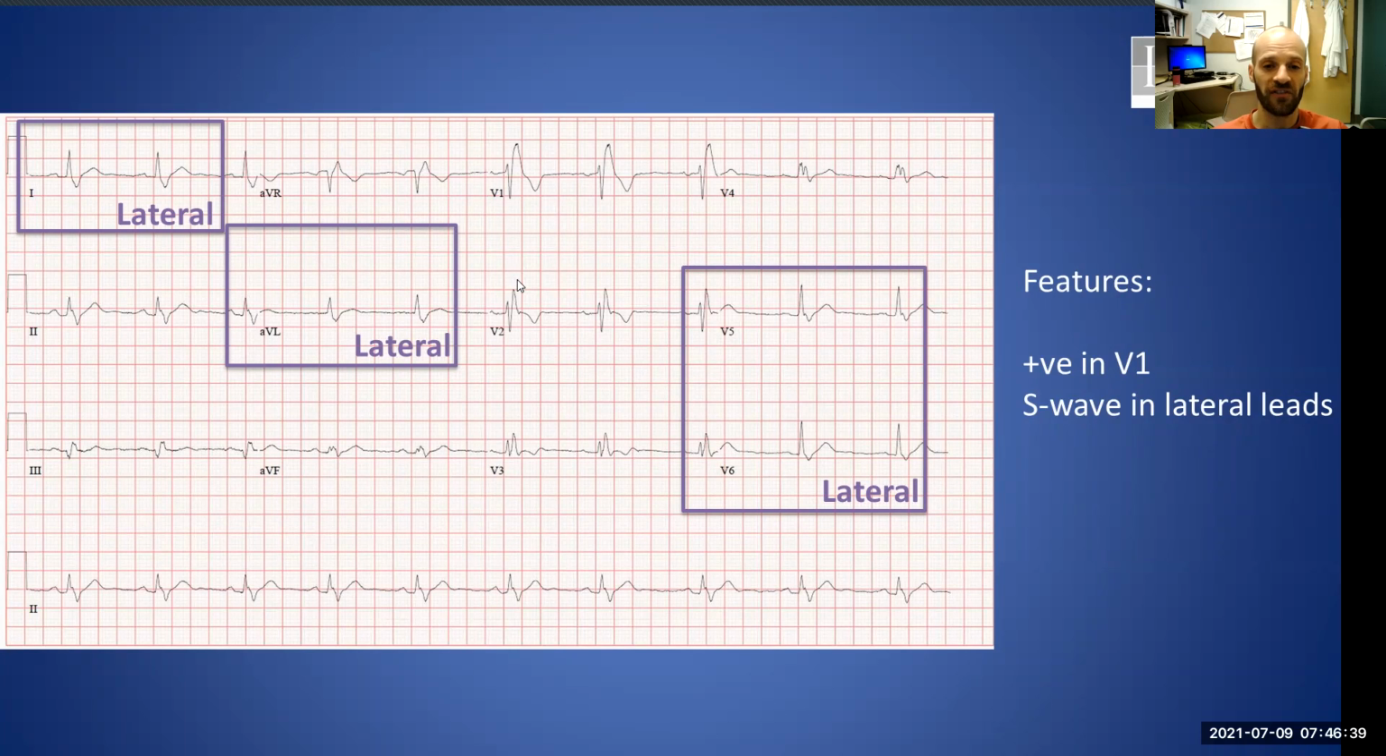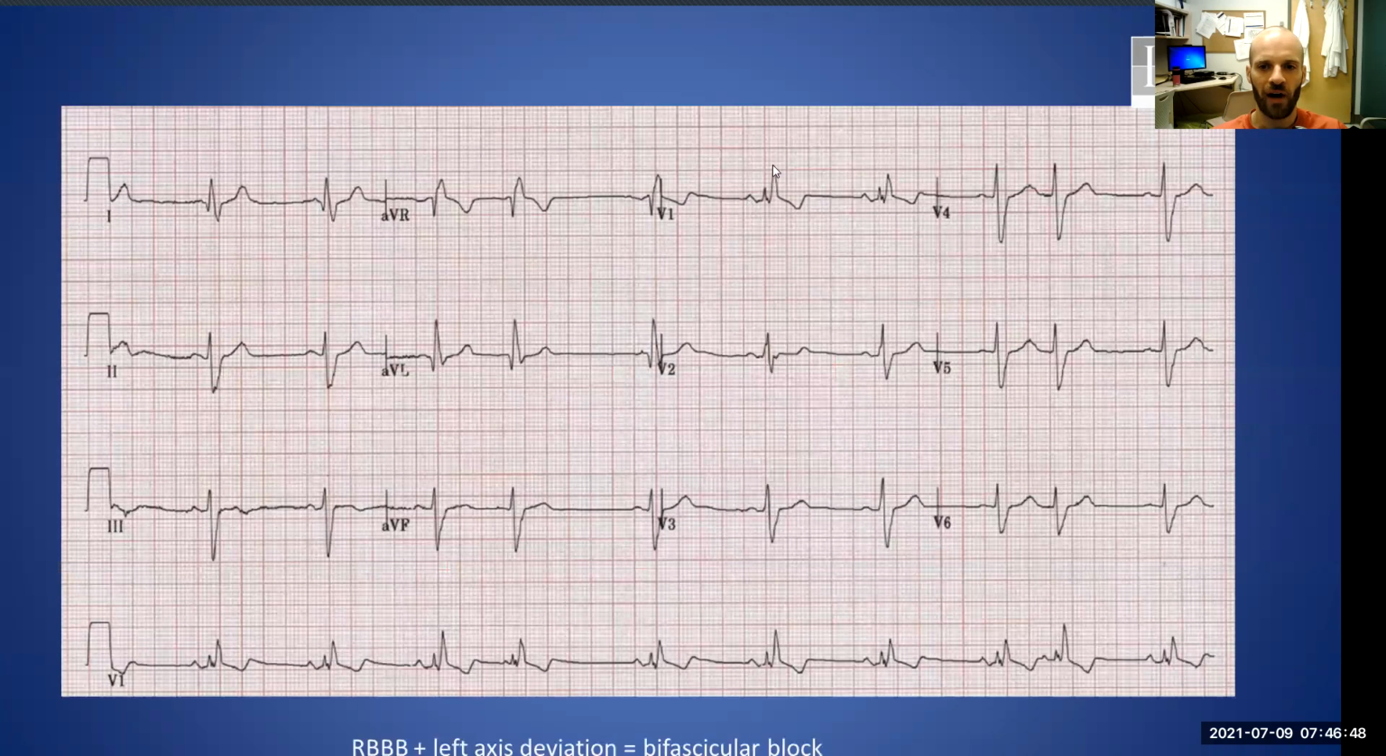If you've got additional features, then it suggests that other things are affected as well. So right bundle branch block by itself, normal axis, normal PR interval. Right bundle branch block, normal PR interval, but left axis deviation, so positive in one, negative in AVF, suggests that you've also got some involvement of one of the fascicles of the left bundle, and that's what we call bifascicular block. So right bundle branch block with left axis deviation.